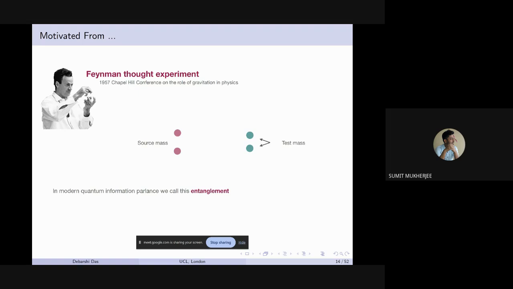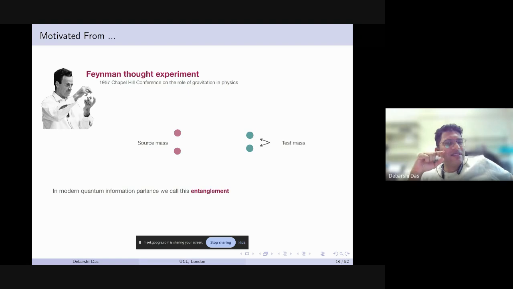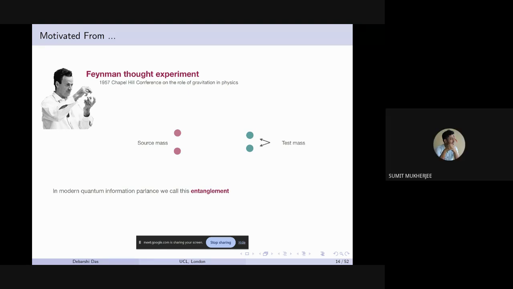Like your test mass position is kind of the source, and the source mass, the gravitational configuration, what you say. So that is kind of a measurement operator kind of thing, right? Sorry, I'm not getting this part clearly. We can discuss it later. Yes, please proceed.